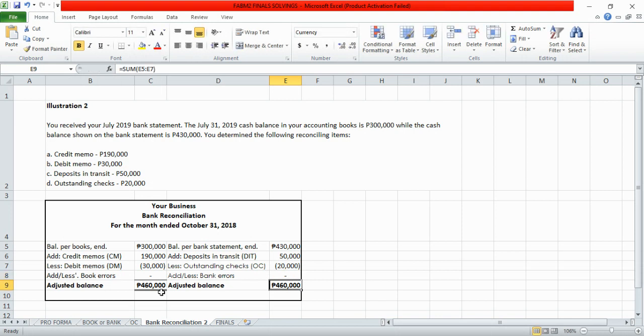So we have here the adjusted balance. You would see that there is already an equal value. Don't forget, we have to make sure that the two adjusted balances are equal.